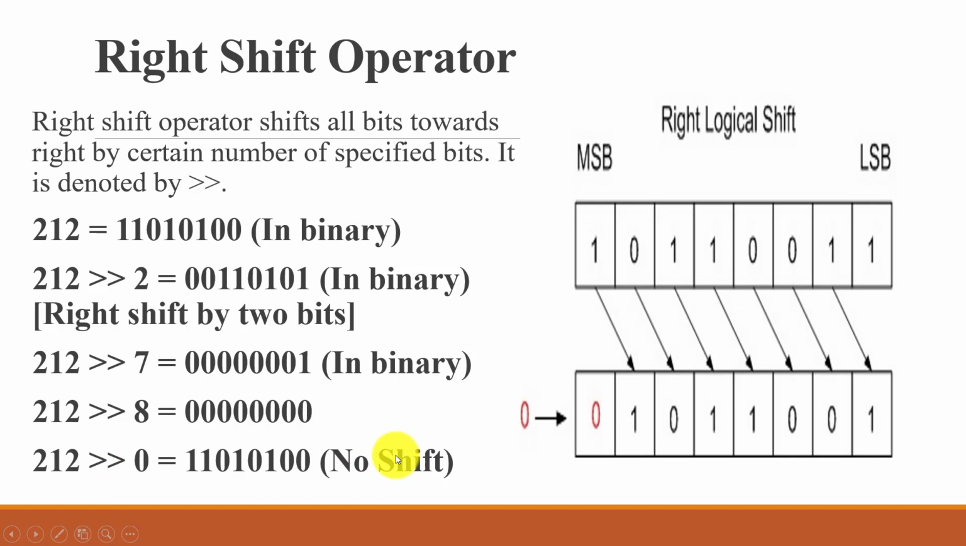So this is all about the right shift operator, and this is all about the bitwise operators, which include bitwise AND, bitwise OR, bitwise XOR, and the left shift and right shift operators. So this is all about the bitwise operators.